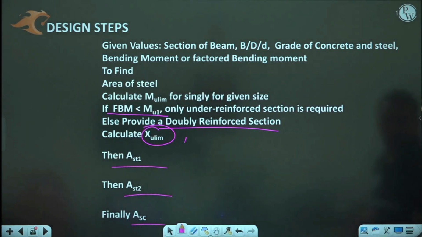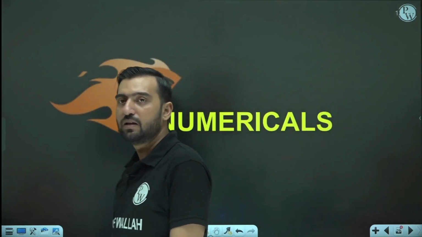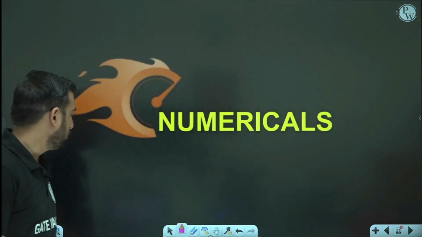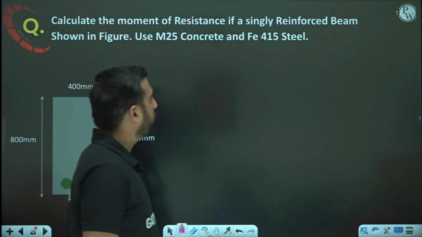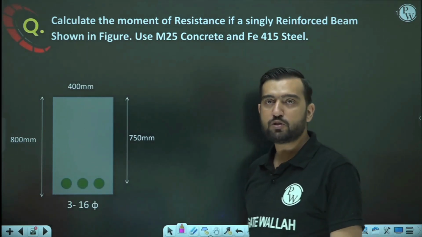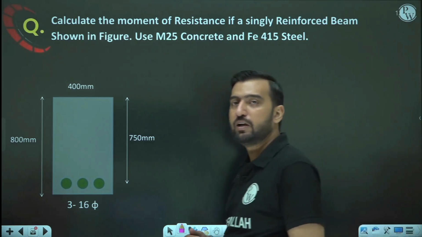Okay, so now we are moving on to the numerical phase. In total, 3 numericals we will be covering here. So without wasting time, here is numerical 1. Calculate the moment of resistance of a singly reinforced beam shown in the figure. We can use M25 concrete and Fe415 steel.